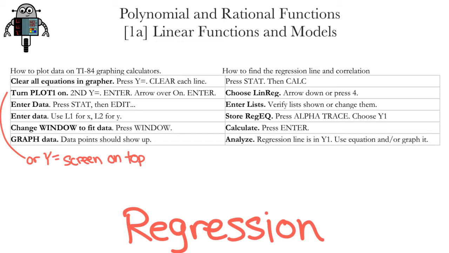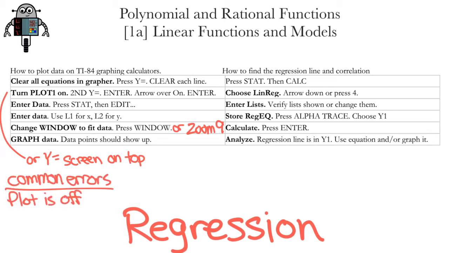Just like it says, we use L1 for x and L2 for y. Usually we need to change the window so that we could actually see the data or the scatter plot. So we do that by pressing window. But we can also press zoom stat, which is zoom 9, and it automatically changes the window for us. If you change the window manually, you have to press the graph button to see the scatter plot, but if you press zoom 9, it'll automatically graph the data.